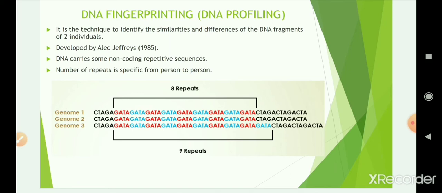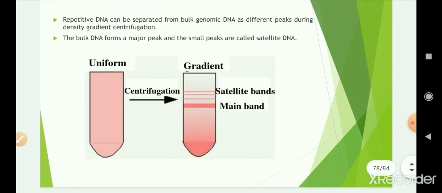It was developed by Alec Jeffrey in 1985. We know that DNA carries some non-coding repetitive sequences. The number of repeats is specific from person to person. This repetitive DNA can be separated from the bulk genomic DNA as a different peak during density gradient centrifugation.